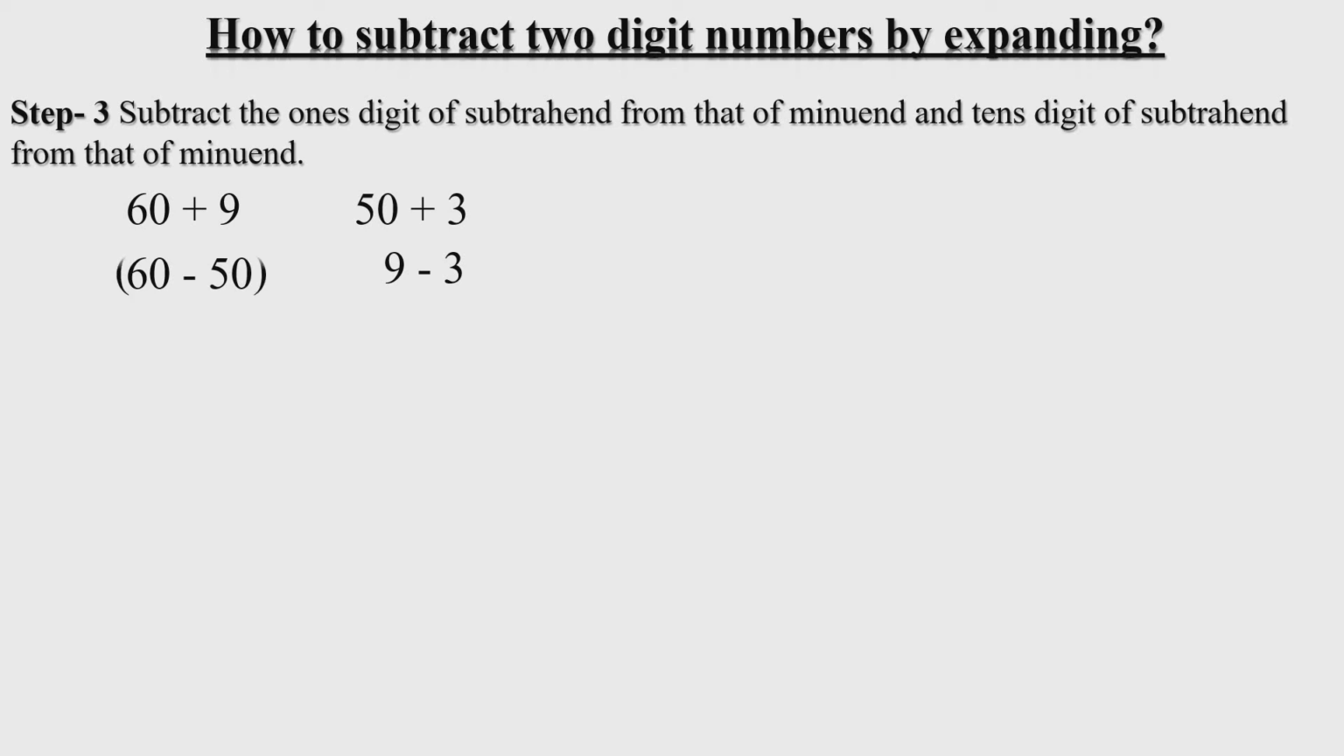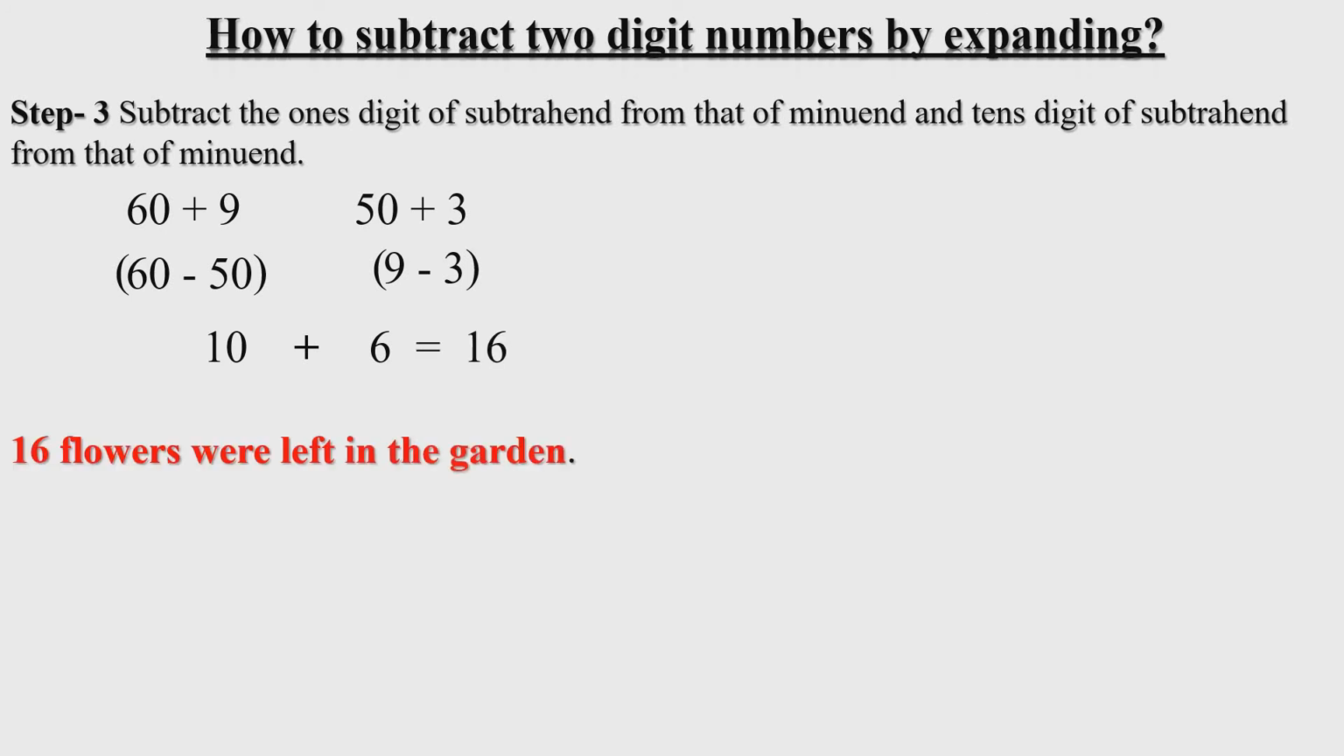Now keep these numbers in bracket. Let's take out the difference. 60 minus 50 is equal to 10. 9 minus 3 is equal to 6. Now we'll add 10 plus 6. 10 plus 6 is equal to 16. So 16 flowers were left in the garden.